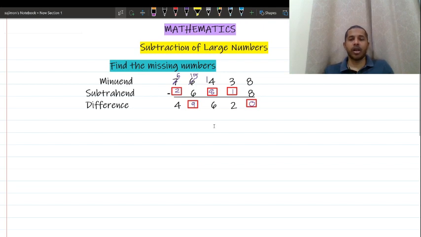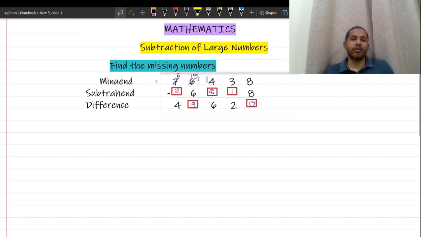We will see whether our subtraction is correct or wrong one more time. 8 minus 8, 0. 3 minus 1, 2. Okay. Now 4 minus 8 is not possible. That is why we are borrowing 1 from the next number. Then 4 becomes 14, 6 becomes 5. 14 minus 8 is equal to 6.